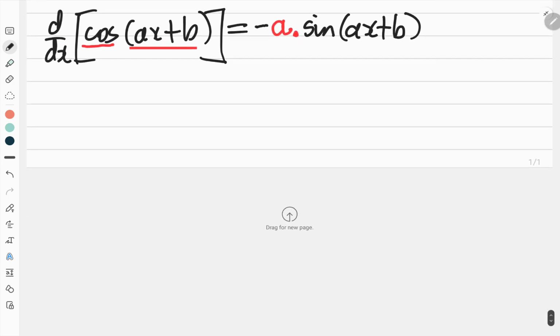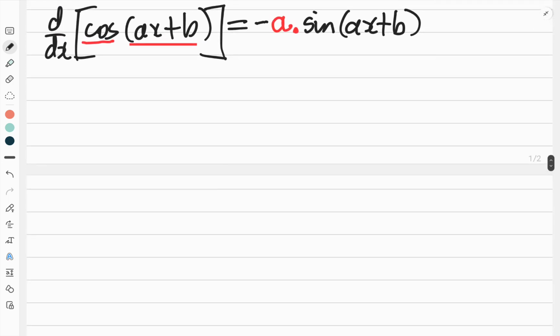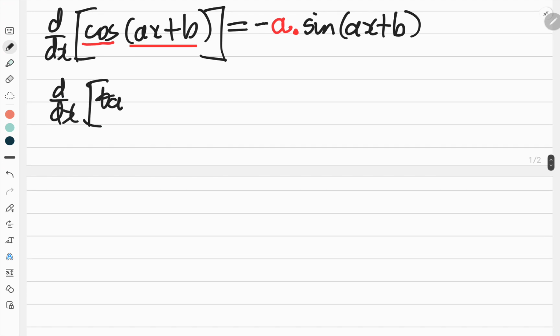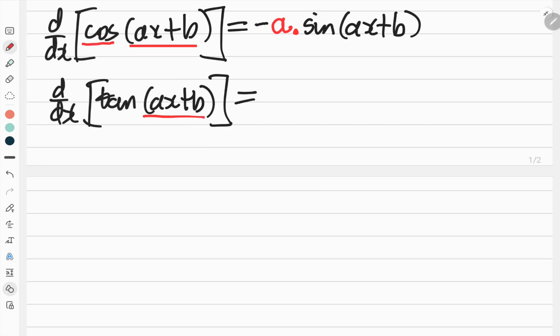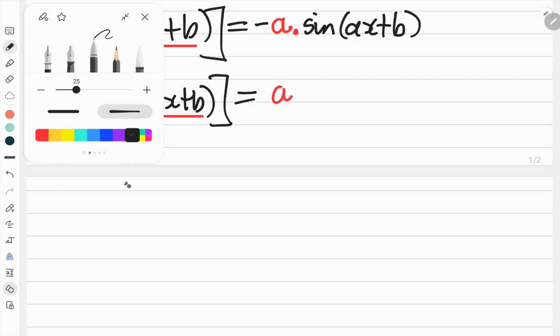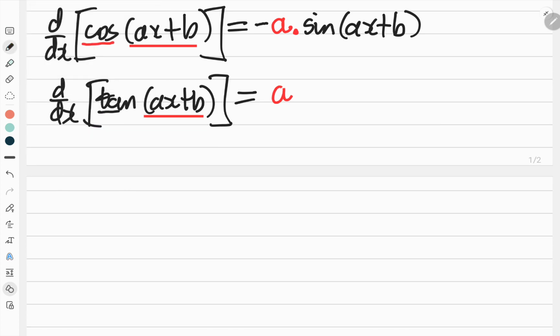Okay, then from here, we are also going to do the derivative of the tangent of a composite angle ax plus b. So once again, what are we going to do? We are going to differentiate the angle first. If we differentiate the angle, that's going to give us an a. And then we differentiate the tan function. And if we differentiate the tan function, that's going to give us sec squared.